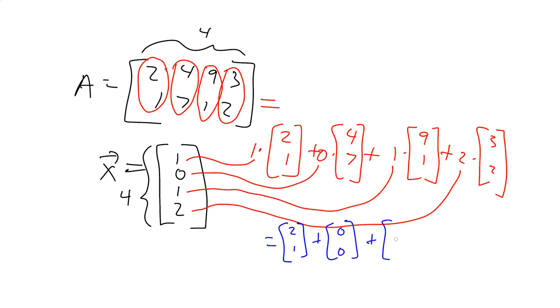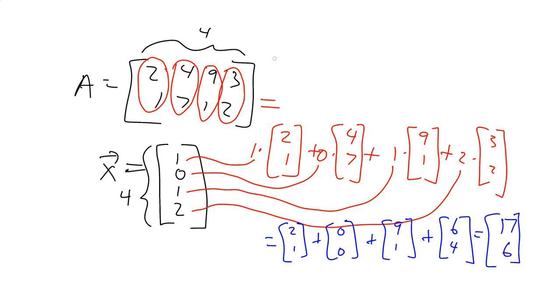1 times this is going to give us 9, 1. And 2 times this is going to give us 6, 4, right? I think you'll agree that I've just done the multiplication out of the coefficients here. And if I add all those up together, I'm going to get 17, and I'm going to get 6, right? So that's going to be the answer that I would get if I did these linear combinations.